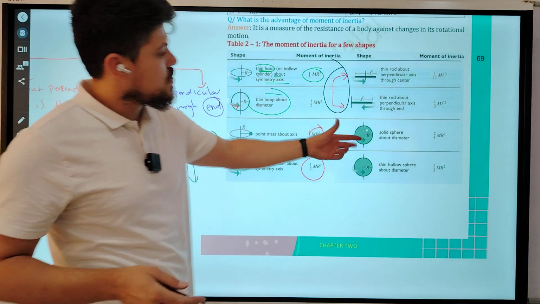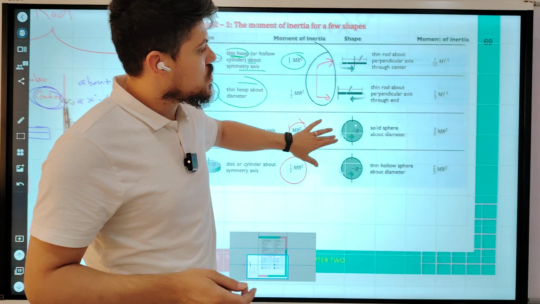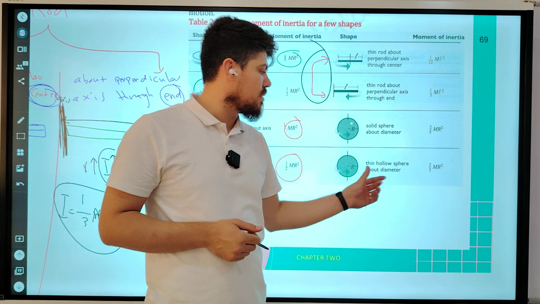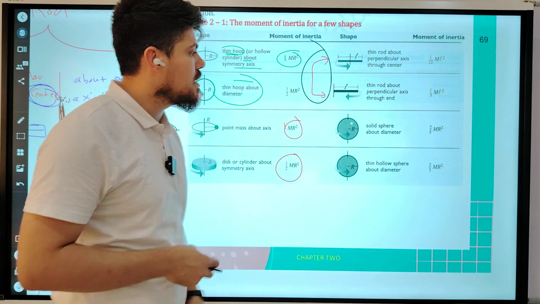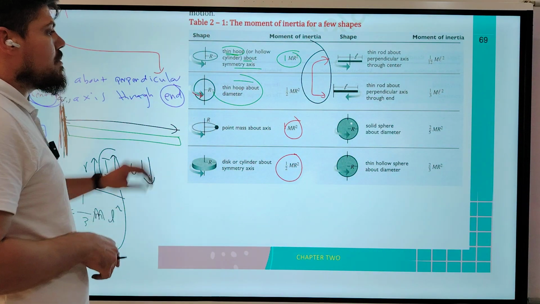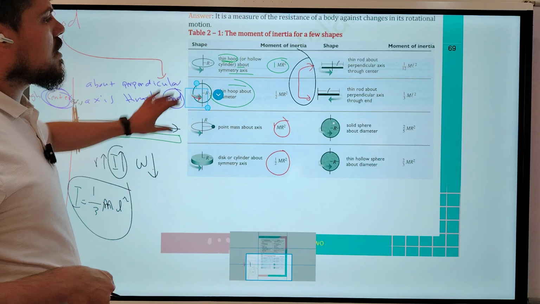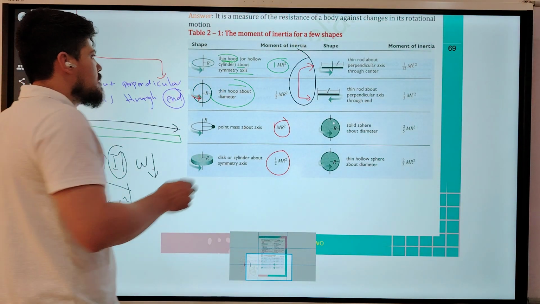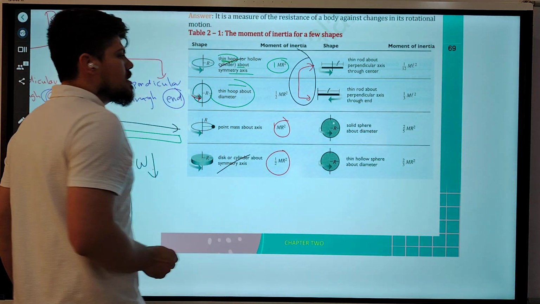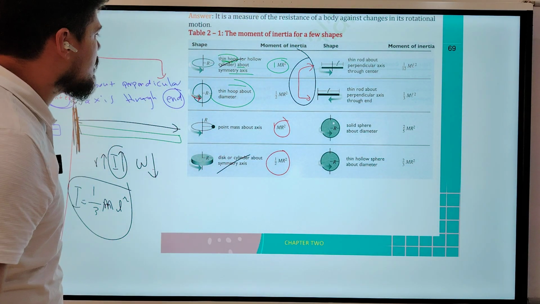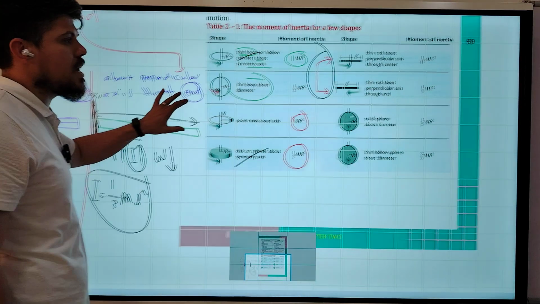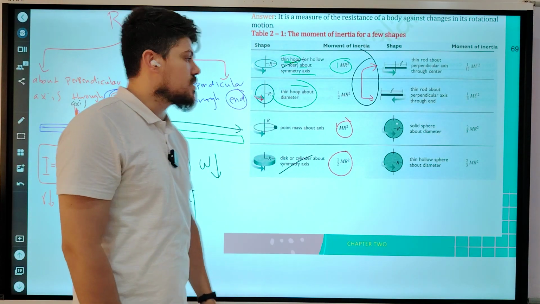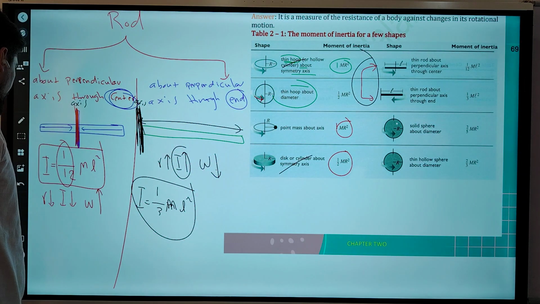The solid sphere, as you can see in this picture, is 2 over 5 mr squared. And the hollow sphere, or the thin hollow sphere about the diameter, is 2 over 3 mr squared. So these are the values of moment of inertia, and it is very important. We have a solving question for the thin hoop, solid disc, solid sphere, and hollow sphere. It is very important, and pay close attention. You have to memorize all the values for all the different shapes. Okay.